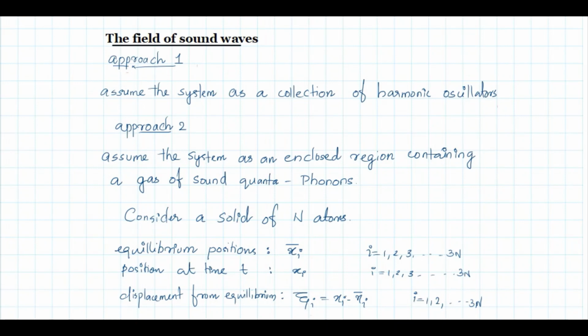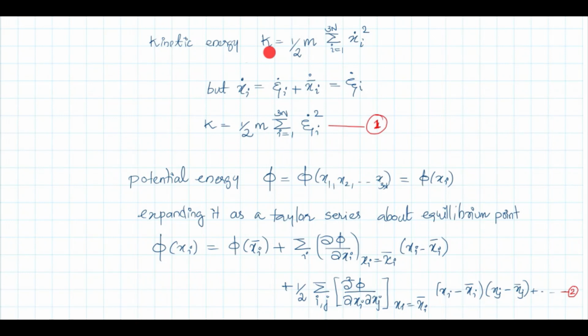Again, i can take values 1, 2, etc. up to 3n. Okay, so we are considering a solid of n atoms. These atoms are vibrating about their equilibrium position xi bar. At any particular instant of time t, the positions are xi, and the displacements from equilibrium positions are denoted as theta i. Okay, now we can define the kinetic energy. Kinetic energy is the sum of all the energies of all the degrees of freedom. Here you have 3n degrees of freedom. So kinetic energy is given by half m into sigma i equal to 1 to 3n xi dot square.